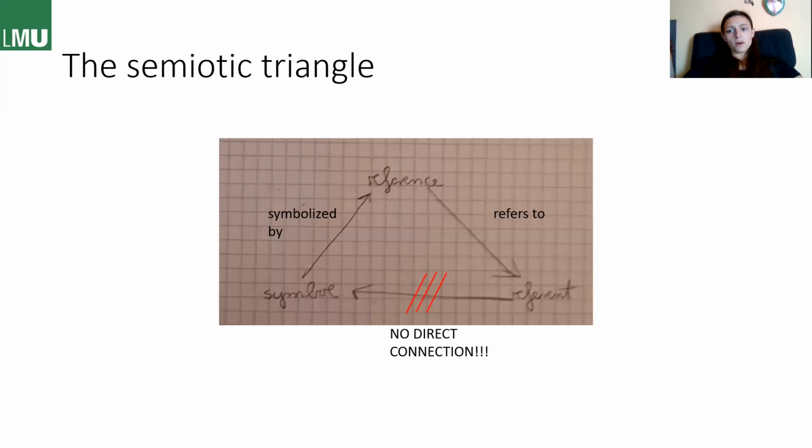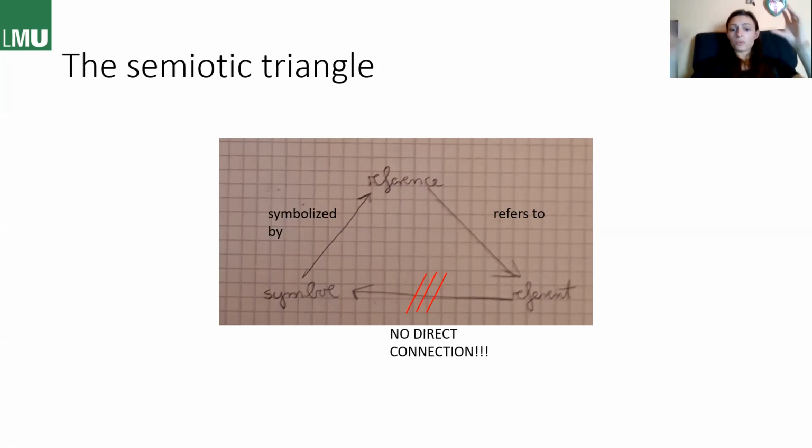Another important part of semiotics is the semiotic triangle. And in the triangle, we have the reference, we have the referent, and we have the symbol. So the referent is, let's stay with the tree. The referent is the tree that you can just find in any garden or park. And the symbol is the word tree. And the reference links the symbol and the referent.